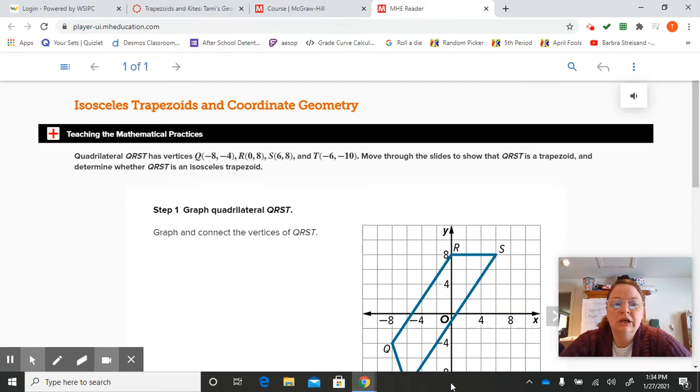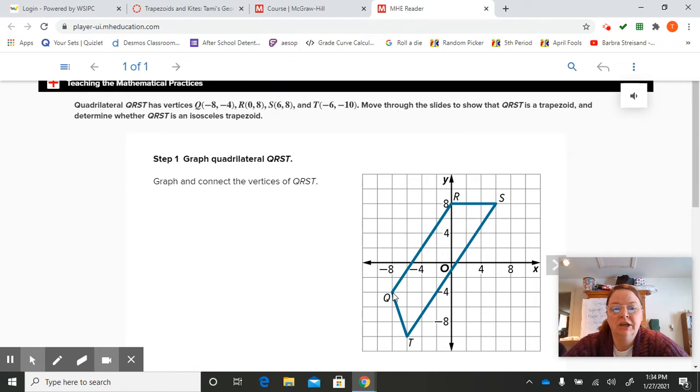Now we're going to move the trapezoid onto the coordinate grid. So we're going to take our quadrilateral QRST with our vertices of (-8, -4), (0, 8), (6, 8), and (-6, -10). And we are going to graph that right here.